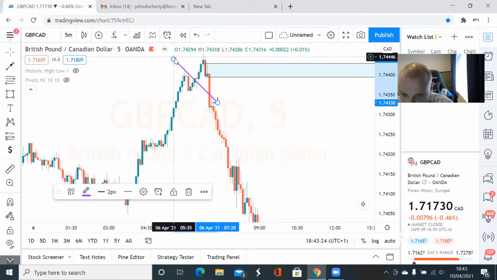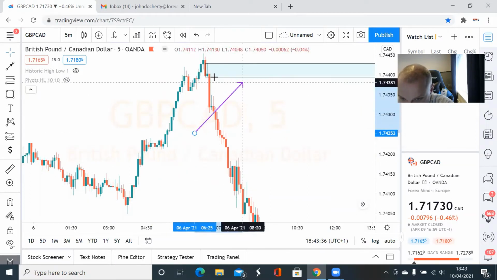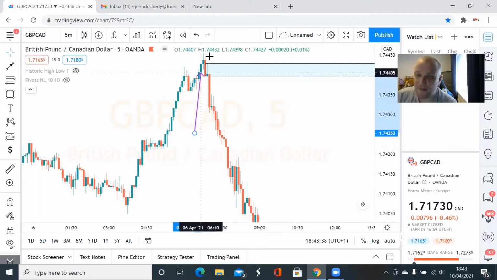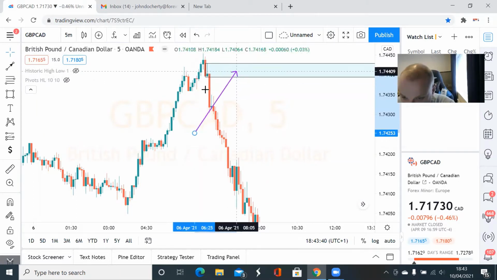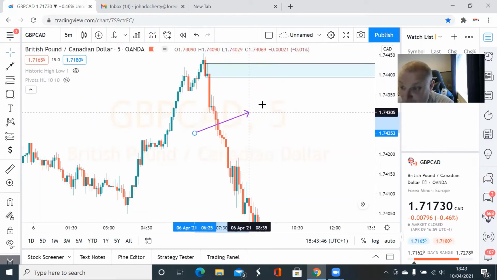And this is where there's a lot of contracts, a lot of buyers were in control at the time, and as we've pushed out of it, you can see we've not had any form of return, whether that be a wick or whether that be the body of a candle. So this at some point is a point of interest within the markets on a 5-minute chart.